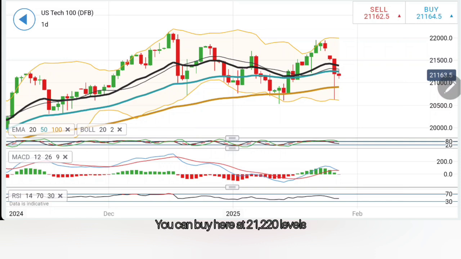You can buy here at 21,220 levels, expected to move towards 21,260, 21,300. And if it breaks beyond 21,300, this time the possibility remains high that we may see 21,400 as well. 21,400, 21,420 first milestone, 21,500 next, and then 21,600 to appear. Beyond that, sky is the limit. Take your trades accordingly. Let's move to US30.